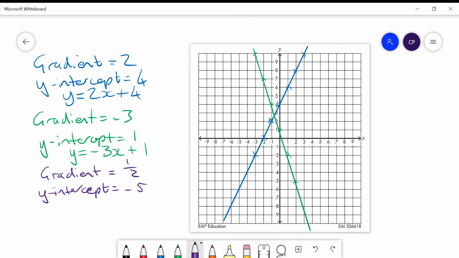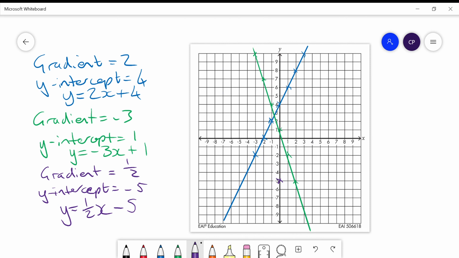Again, let's see what it looks like first. So it's y equals, now if the gradient's a half, it's going to be y equals a half x, and then the y-intercept is minus 5, so minus 5. Now the minus 5 part tells me where to start, so I'm going to start with my first point on minus 5. Now a half x means for every 1 I go across, I go up a half.